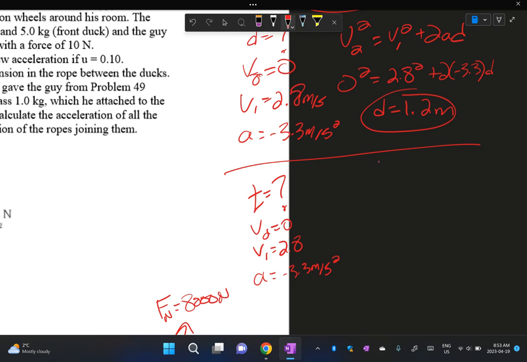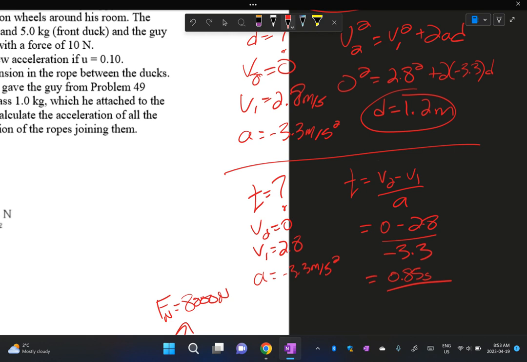So arranging equation 1 to solve for t is v2 minus v1 over a: 0 minus 2.8 over negative 3.3, and it's going to come to rest in less than a second. Do I want to actually type that in? Yeah, I guess why not? Tell you what I get. I got 0.85 seconds.